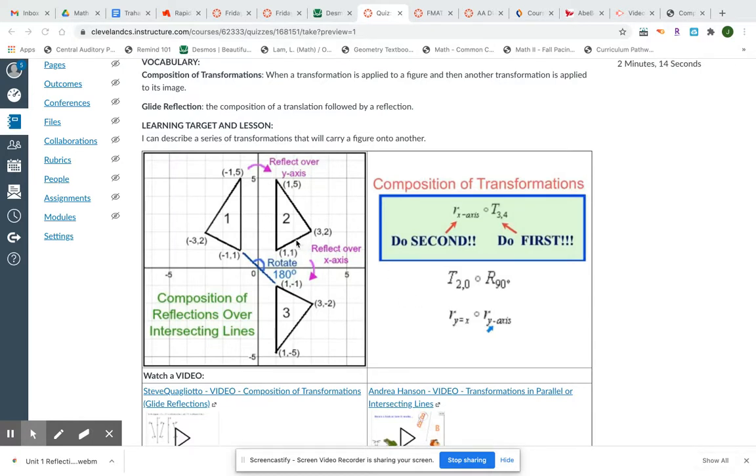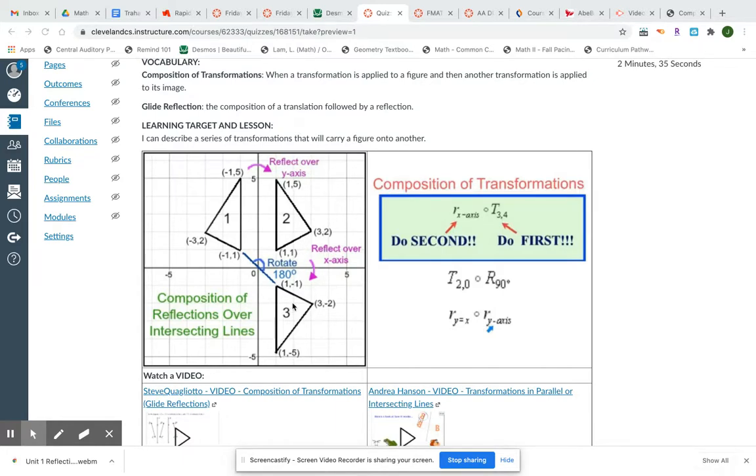All right, so here's a visual. So here's number 1, and it gives you the coordinates. And the first thing that happened is a reflection over the y-axis. And then the second thing that occurred is a reflection over the x-axis.